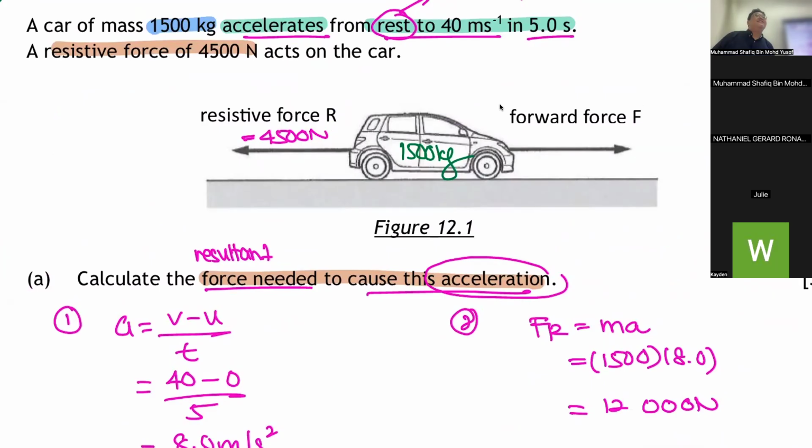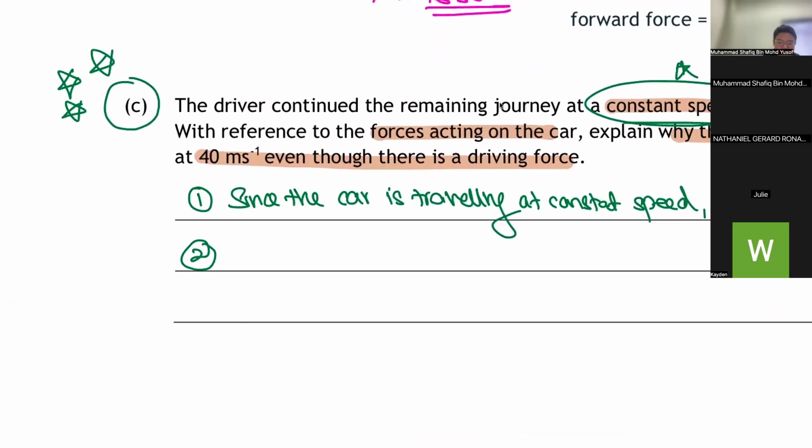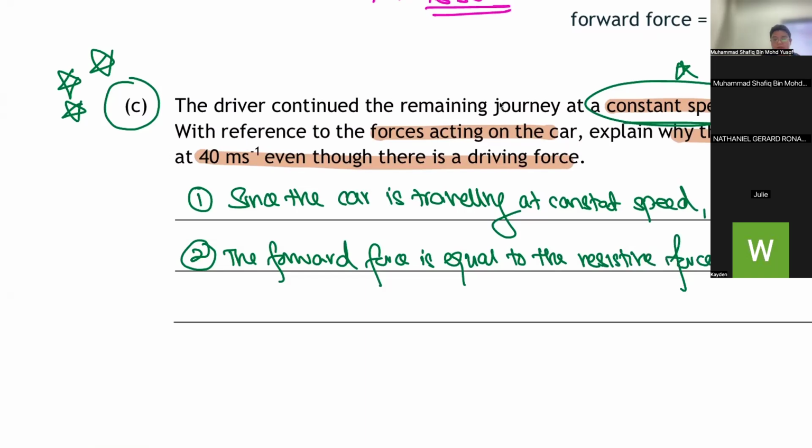Balance, right? What balance with what? The correct answer is balanced, or technically equal to each other, right? Only when it's equal is the resultant force exactly 0. So that is the second point you must say: the forward force is equal to the resistive force in this case. Okay, those are the 2 points you need to say.